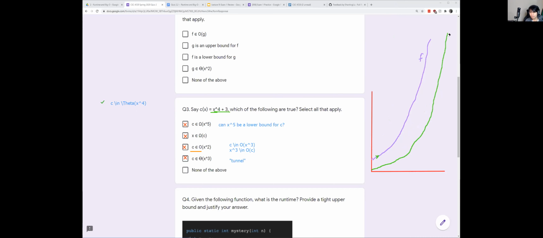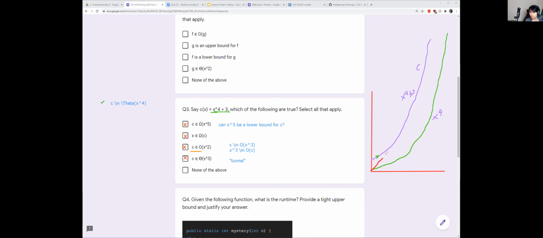I don't know why I said f all of this time. This should be a c. So the purple line here represents our original function c. Like, let's say we multiplied it by 1, and so we would have x to the fourth here compared to x to the fourth here plus 3. And then in that case, x to the fourth is always going to be smaller than x to the fourth plus 3, right? And then we can also have a line.